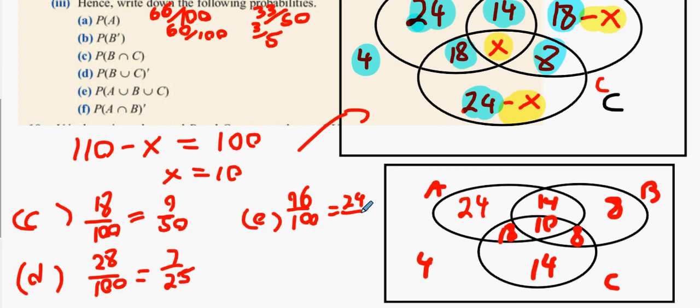Which is 24 out of 25. F, A intersection B complement. Everything that's outside of A intersection B. Everything outside of that. So 100 take away 24 is 76 out of 100, is, was it? 19 out of 25? You're done. That's question 10. No bother. We good? Alright.